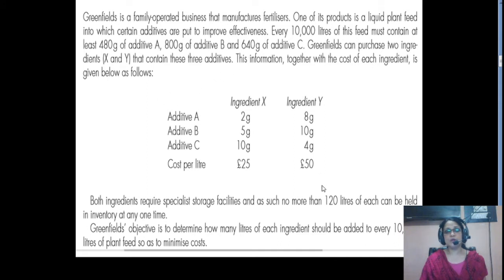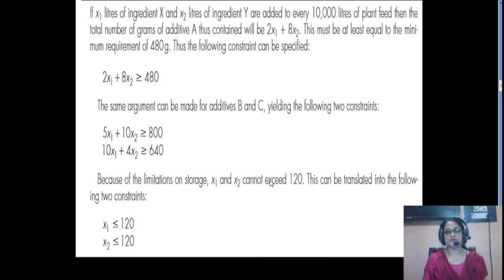So your inequality will not take the shape of less than or equal to, rather it will take the shape of greater than or equal to, right? So that will be greater than or equal to 480, greater than or equal to 800, greater than or equal to 640, right? So another will be, because of limitations of storage space, x1 and x2 cannot exceed 120. So this is what I have written here, right?